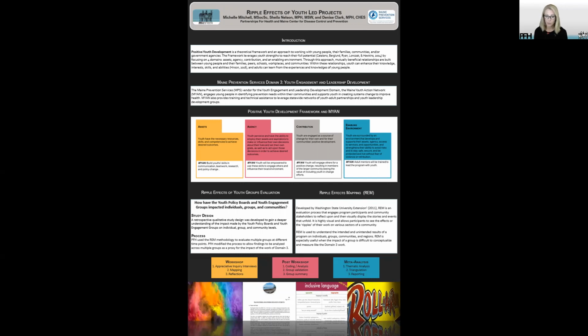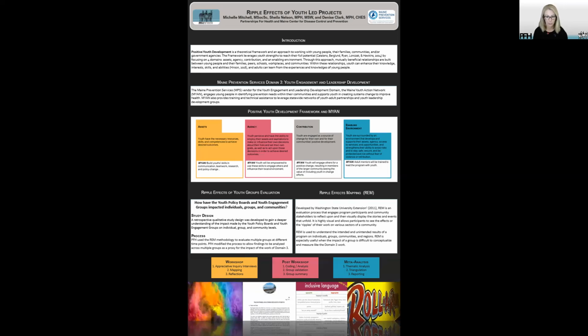The overall evaluation question we are looking to answer is, how have the youth policy boards and youth engagement groups impacted individuals, groups, and communities? To answer this question, we developed a retrospective qualitative study design. PFH used the Ripple Effects Mapping, or REM, methodology to evaluate multiple groups at different time points. PFH modified the process to allow findings to be analyzed across multiple groups as a proxy for the impact of the work of Domain 3.